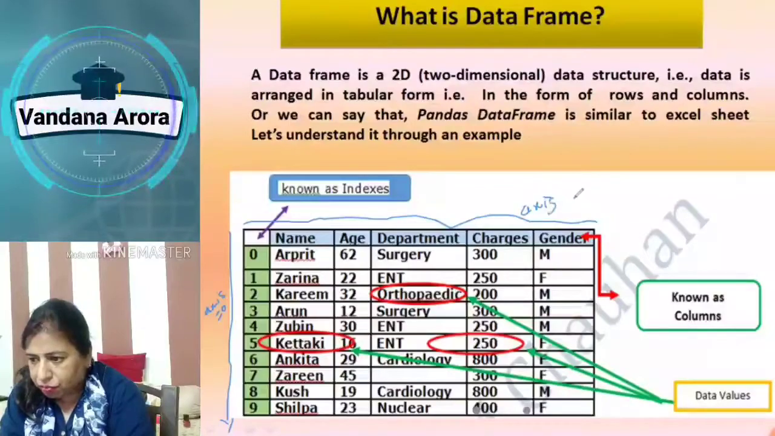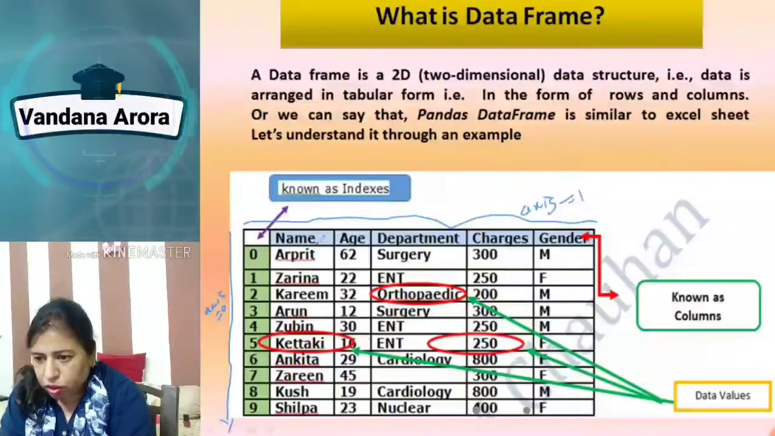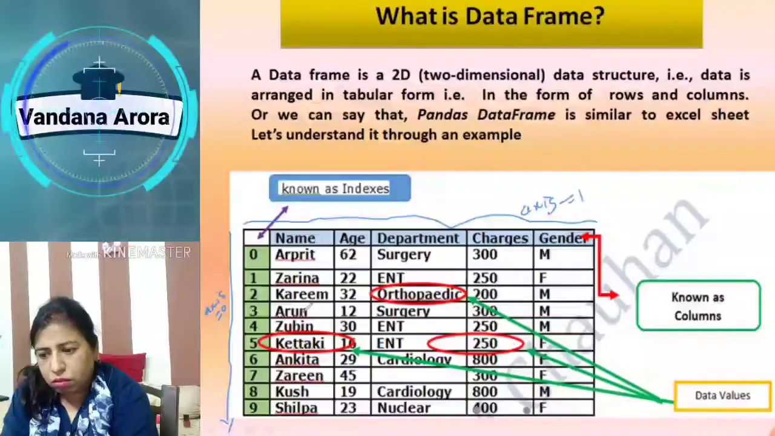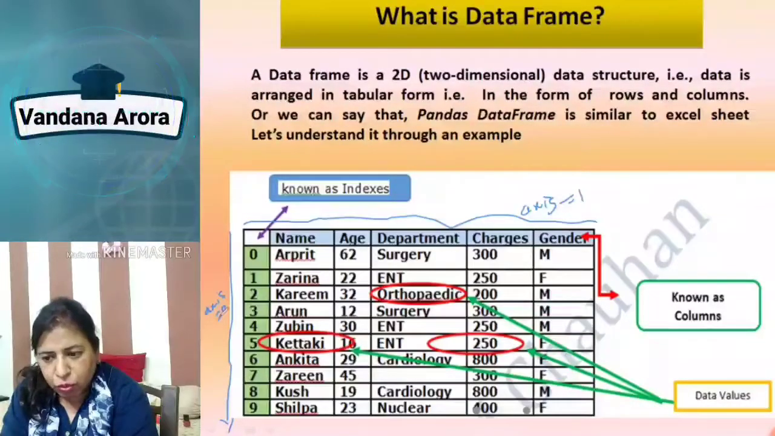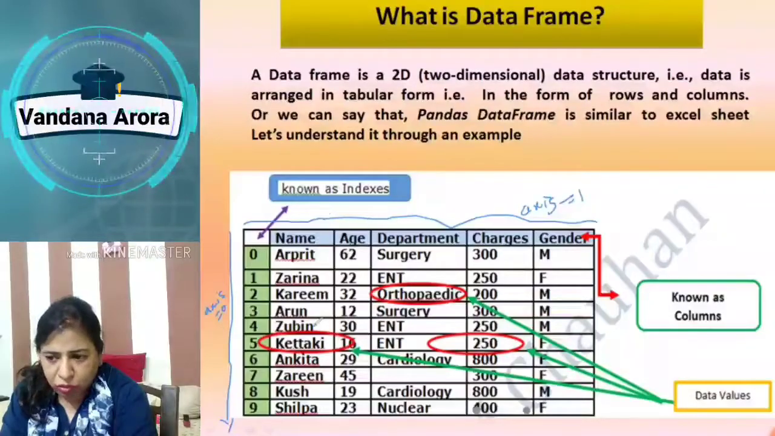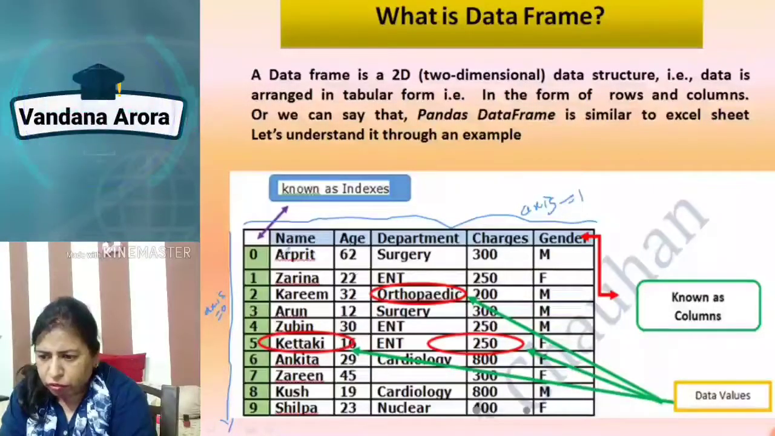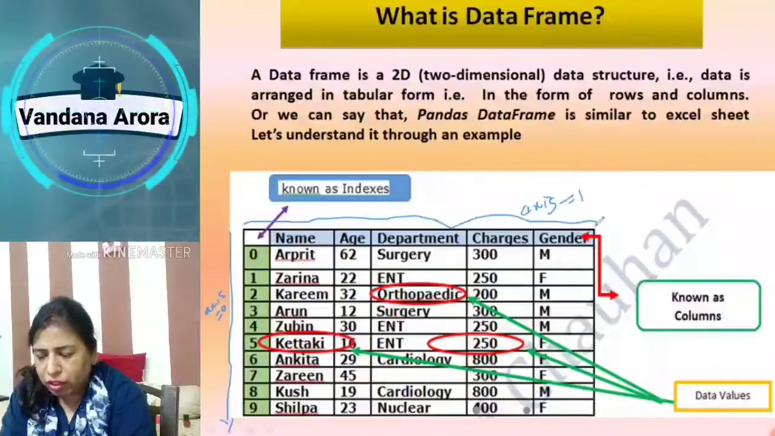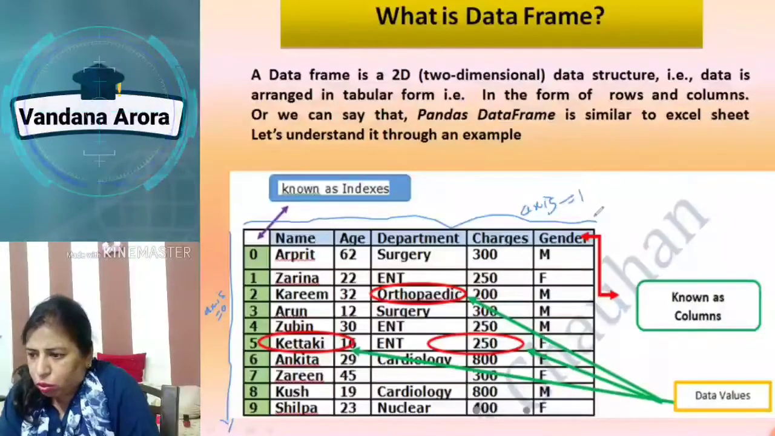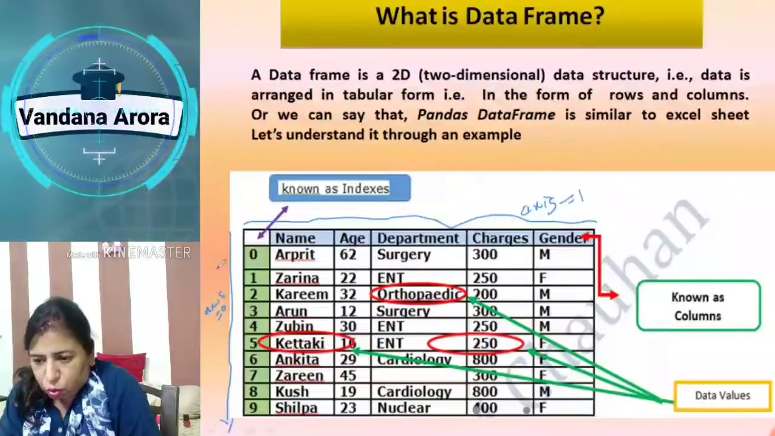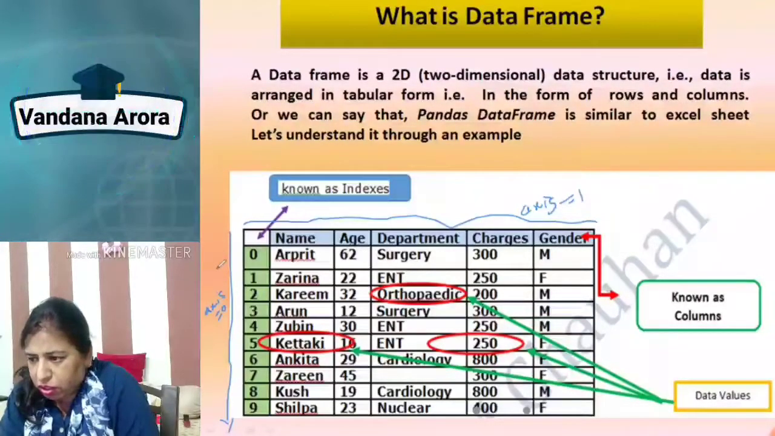Clear? When we want to work on the column data, then I will use axis equal to 0, that is the vertical axis, because columns are vertical. And if we want to do any functioning in a horizontal way, then I will use axis equal to 1. It means in our data structure we have two axes, one is 0 and another is 1.